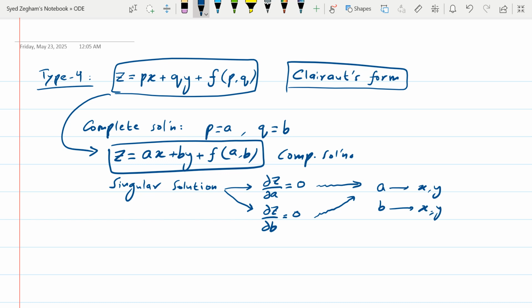Depending on the question, we will have the expressions. So a will be represented as a function of x and y, and b will also be represented as a function of x and y, depending on the question. And whatever expression we are getting for a and b, we will substitute in our complete solution. So that will give us the singular solution. Let us take an example and try to understand what we have discussed so far, so it becomes more clear.